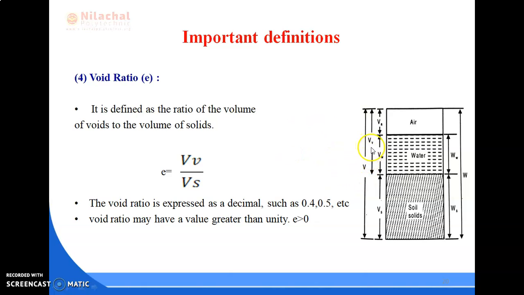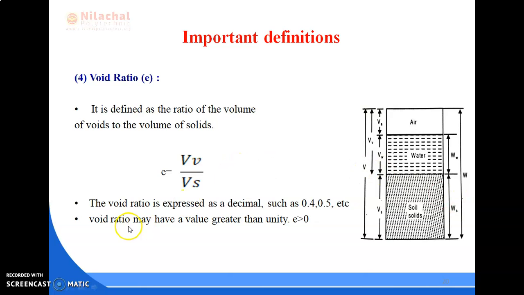Then Vv stands for volume of void. Volume of void includes volume of air and volume of water. And this is the volume of solid, the soil solid. Similarly, on the right side, Ws is the weight of soil solid, Ww is the weight of water, and the weight of air is 0. And this is the total W, the weight of the soil sample.